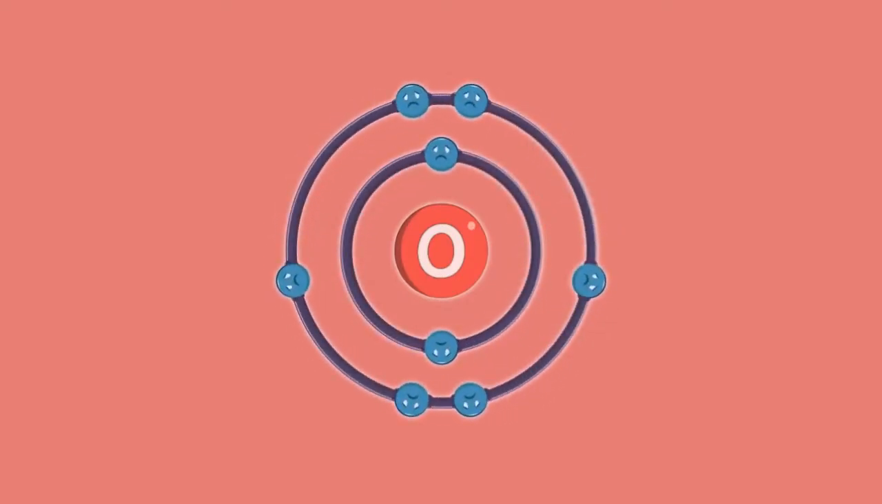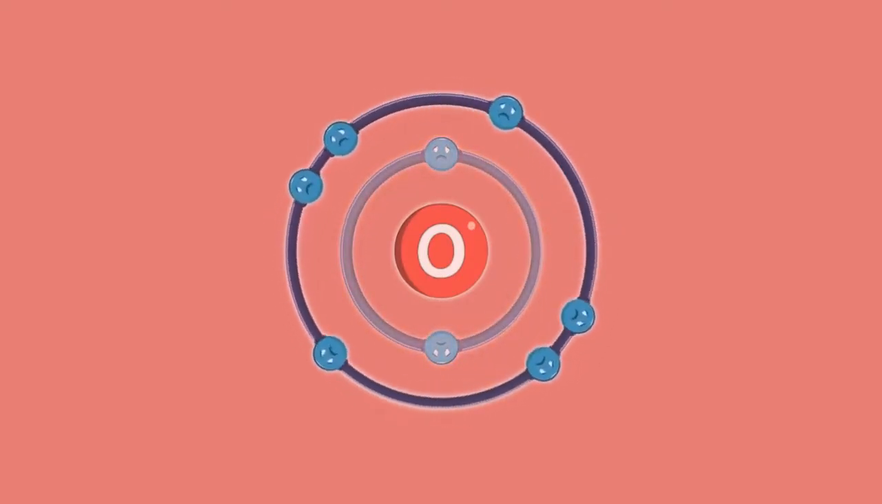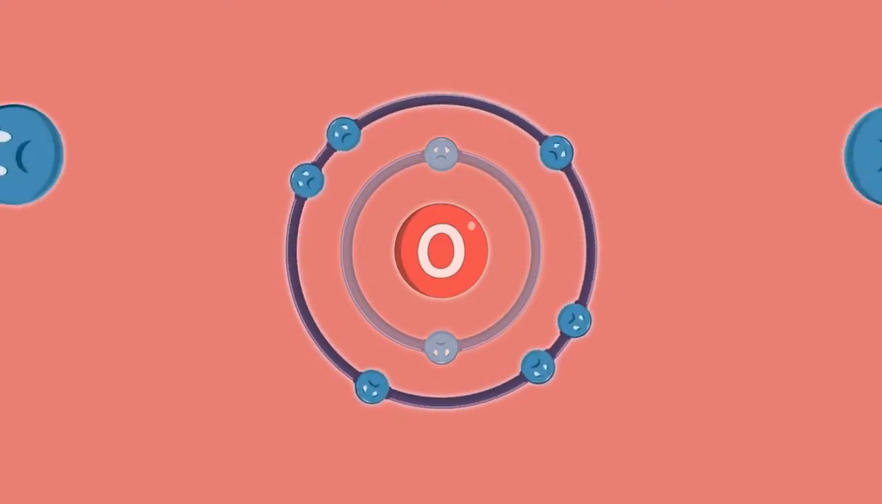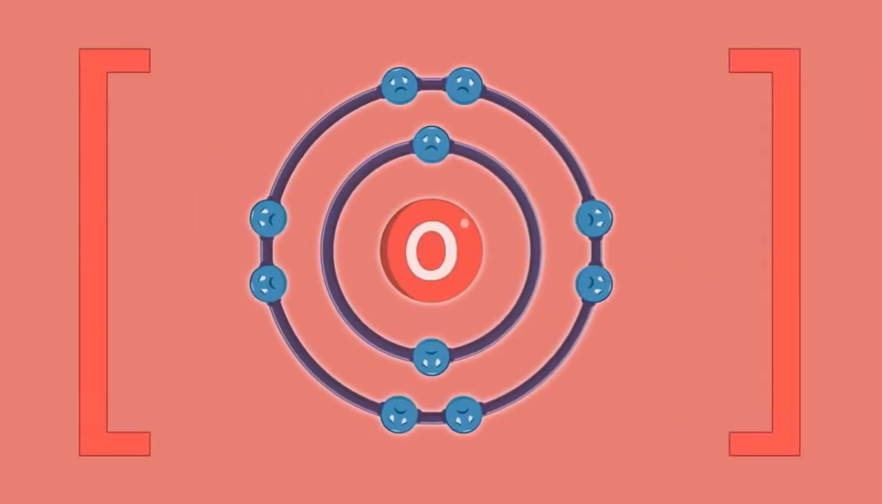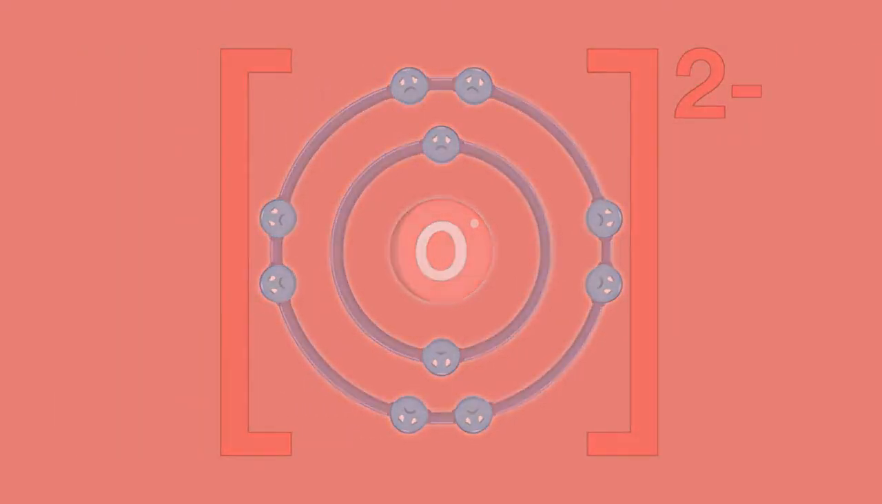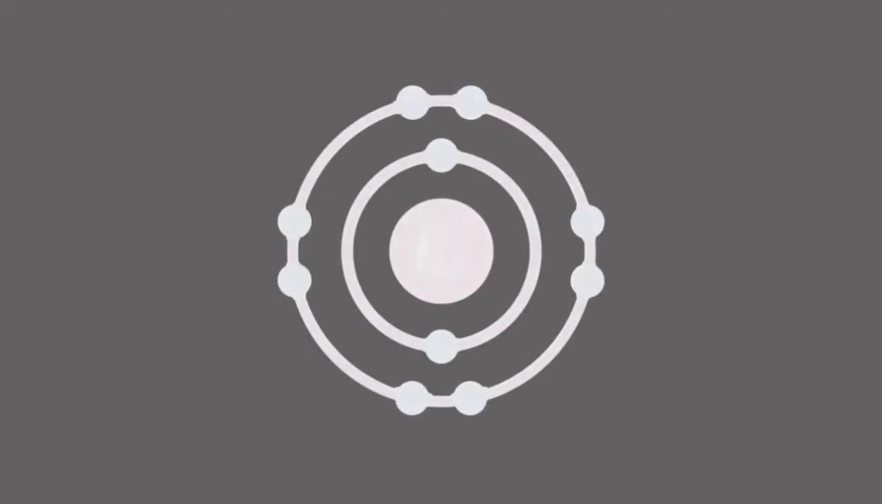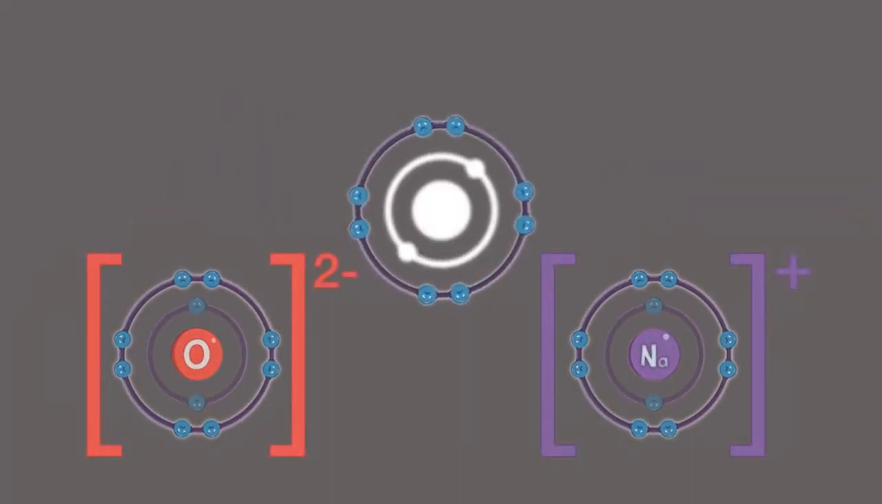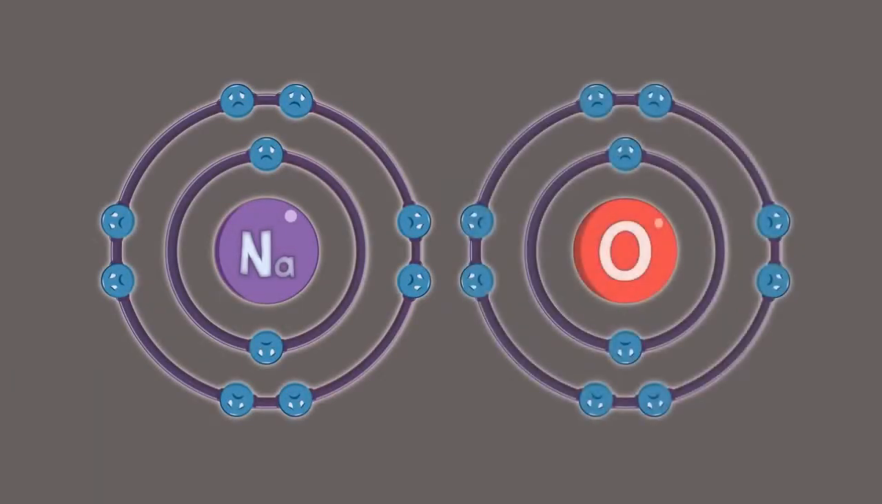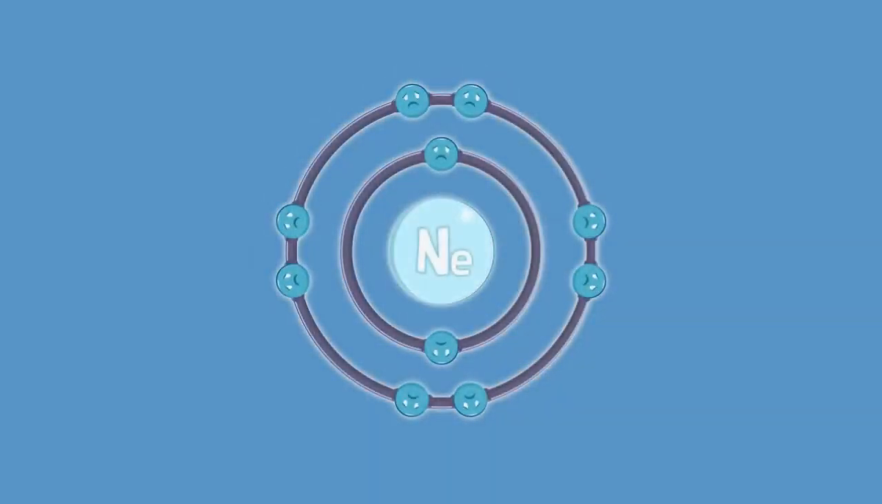Now, let's look at oxygen as another example. Its electronic structure is 2, 6. Therefore, there are 6 electrons in its valence shell. Oxygen gains 2 electrons to form a negatively charged oxide ion. Remember to include the charge when writing the symbol and when drawing the electronic structure. If we look at the electronic structure of these 2 ions, we will see that they have a complete outer shell. We will also see that they have the same electronic structure as that of a noble gas. The sodium ion and the oxide ion have the same electronic structure as a neon atom.